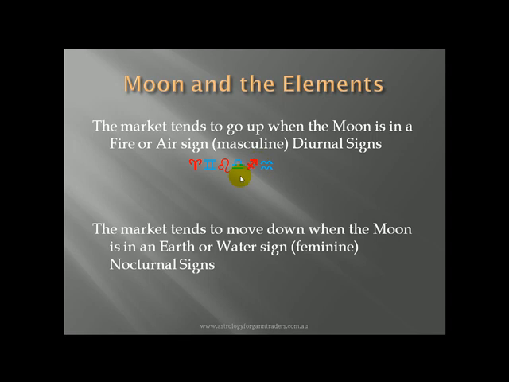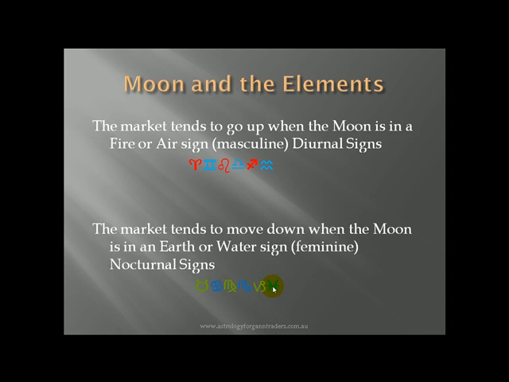In comparison, the market tends to move down when the moon is in an earth or a water sign, which are feminine, and they're nocturnal. They've got more of a lunar, feminine, passive energy, and they are Taurus, Cancer, Virgo, Scorpio, Capricorn, and Pisces.